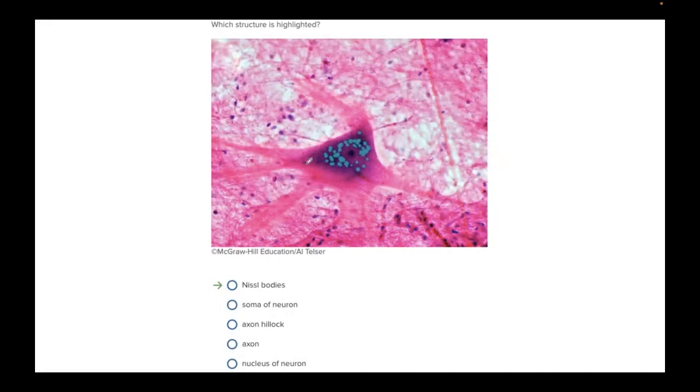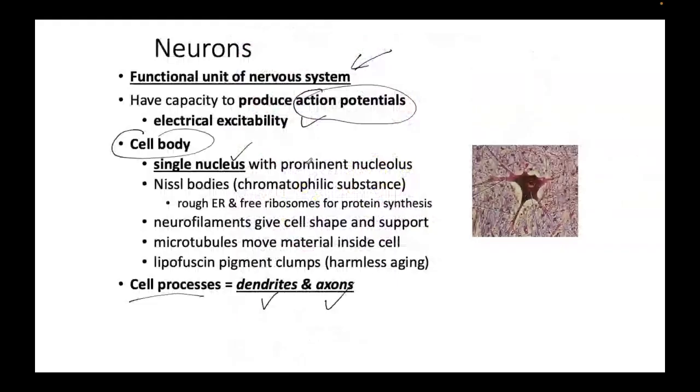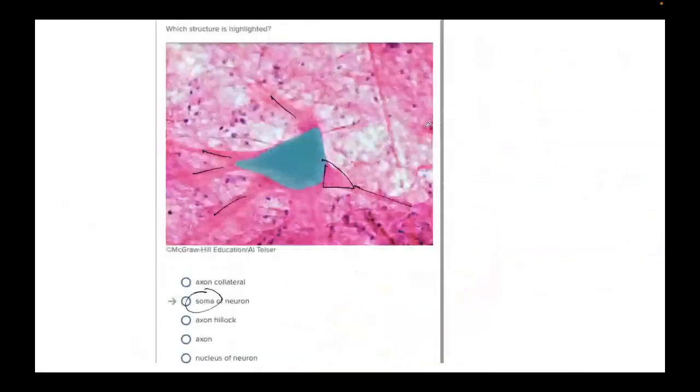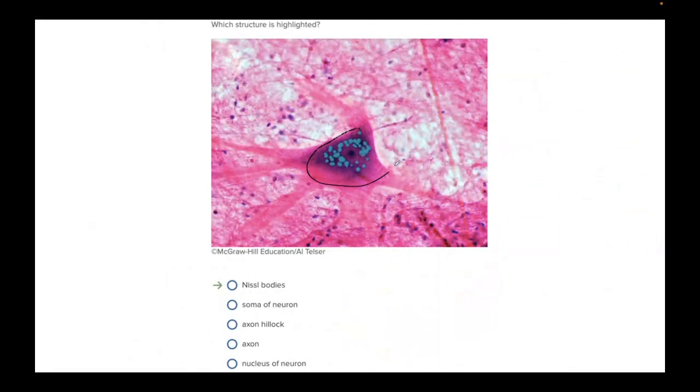These little circles here are called Nissl bodies. Nissl bodies are these small little circles. They're involved in making proteins and neurotransmitters. So right here in the cell body, those little circles are called Nissl bodies. It's not the axon, the axon's here. It's not the axon hillock, that's here. It's not the nucleus, that's right there in the center. And the soma would be that, right?